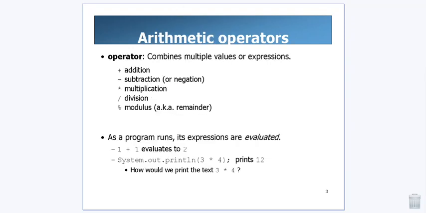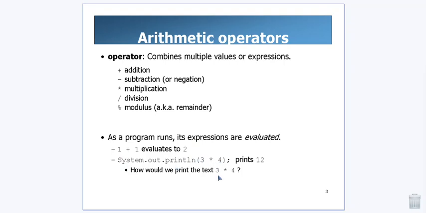Just like you are used to in math class, we have addition, subtraction, multiplication denoted by the asterisk symbol, division denoted by a /, and then an operator that you may or may not be familiar with, the remainder operator, modulus. But when your program is running, the expressions are evaluated. So 1 plus 1 evaluates to 2. 3 times 4 is 12, so this statement would print 12.